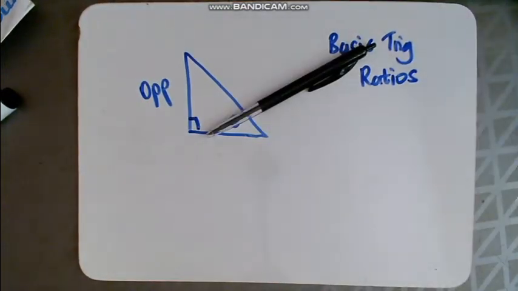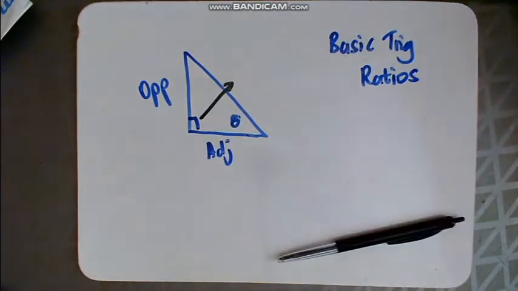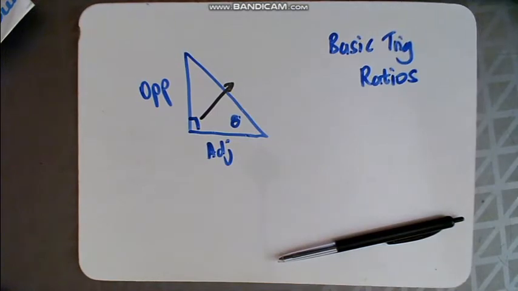In terms of theta, this will be the adjacent side. The adjacent side touches the angle. The hypotenuse is the longest side of a right angle triangle and is always opposite the 90 degrees.